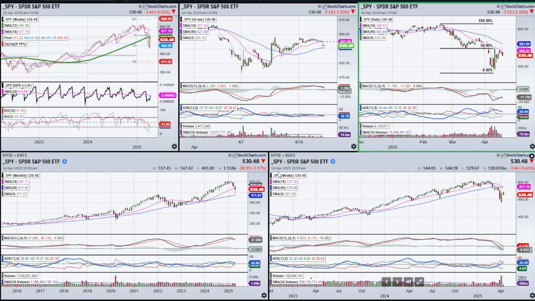Okay, I do want to give a quick follow-up to last week's lesson, in fact, where we talked about the 50% retracement off the low. And what I like to do from that point is continue to look at the 50% retracement.